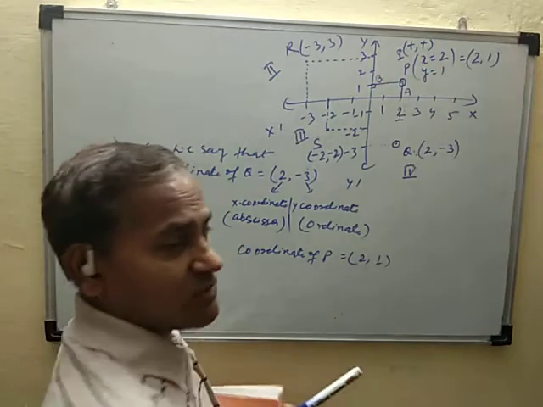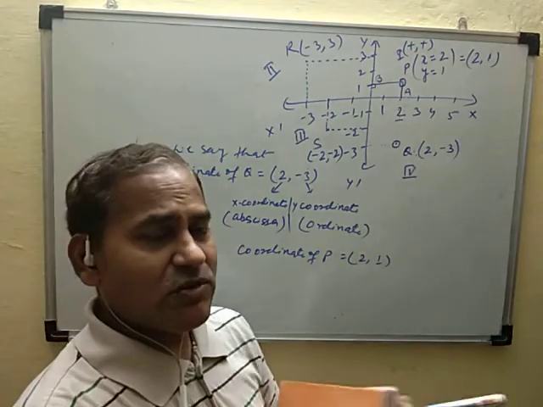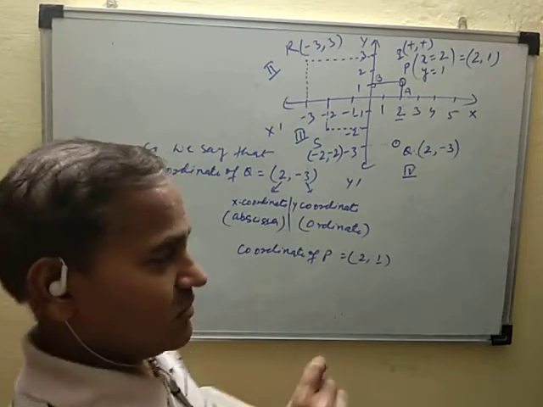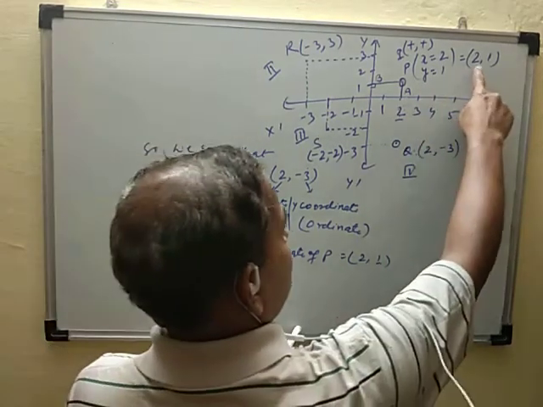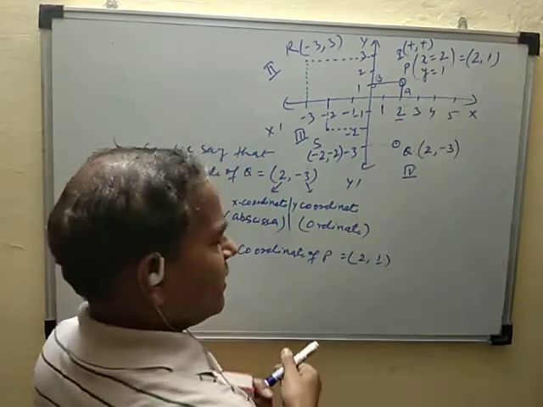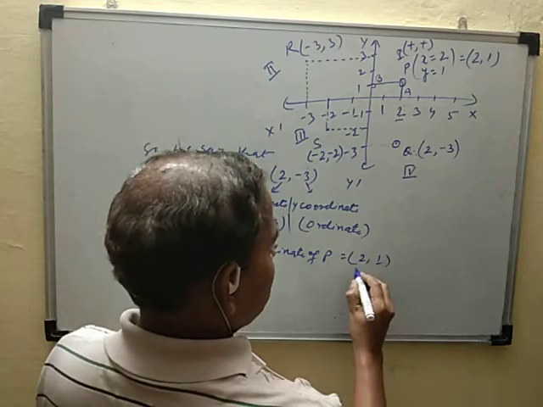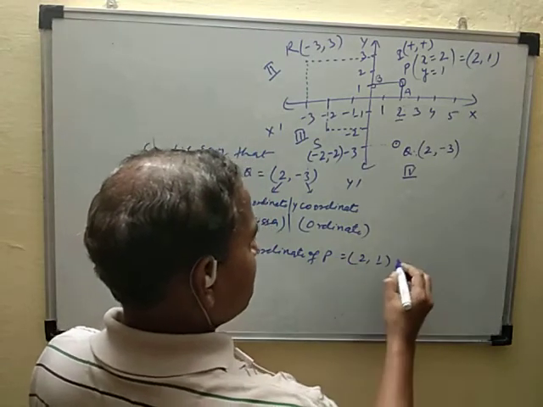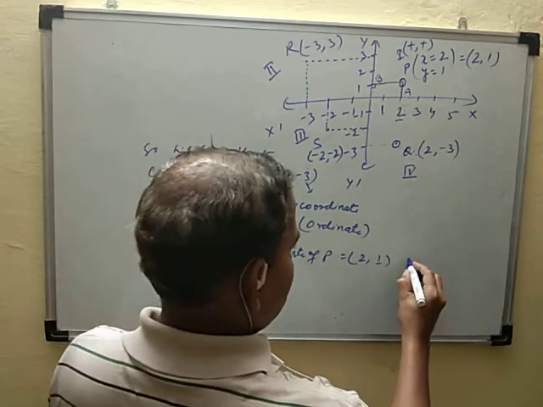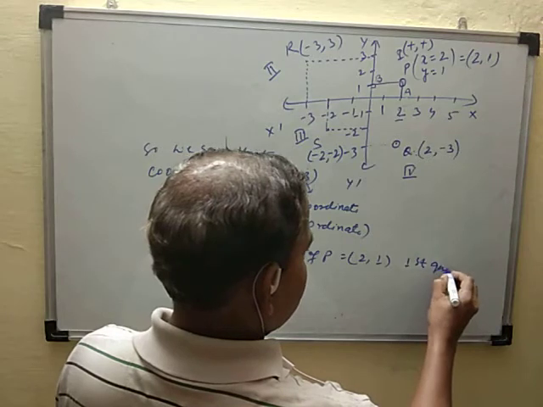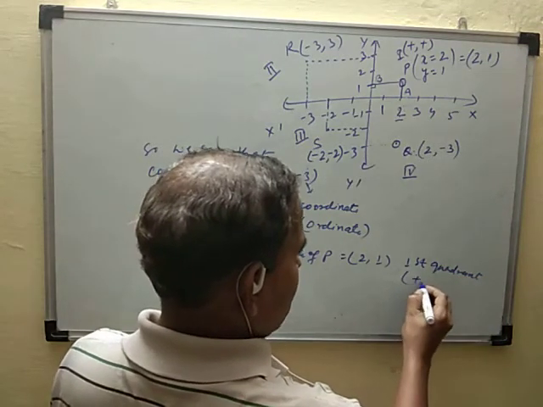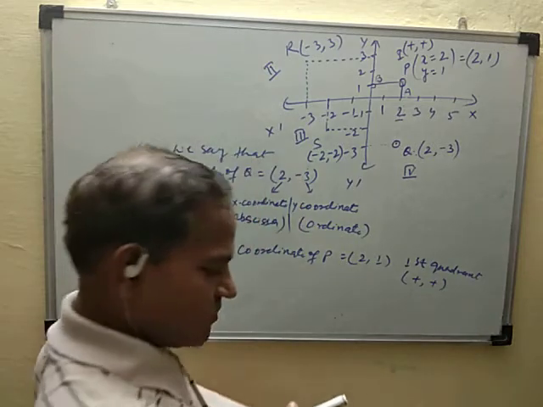Plus means the first is the value of x and the second is the value of y. So in this quadrant both are positive. This point lies in which quadrant? This lies in the first quadrant, and in the first quadrant the signs are both positive, that is plus.